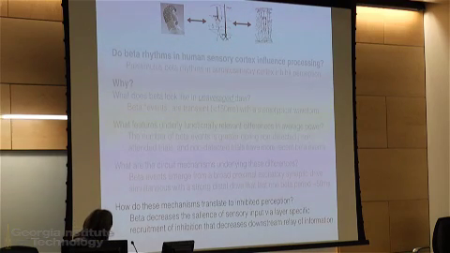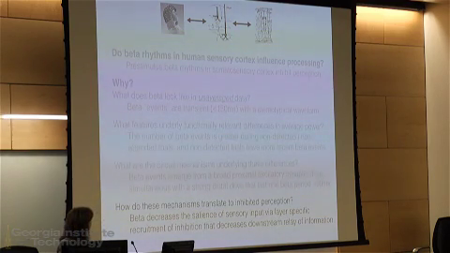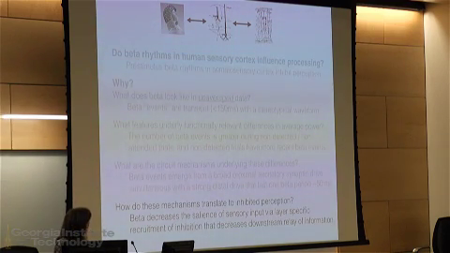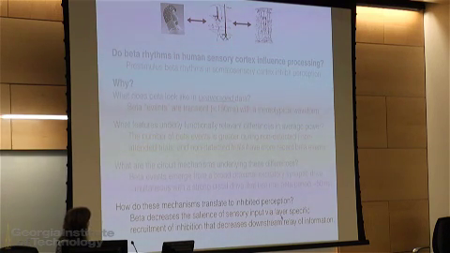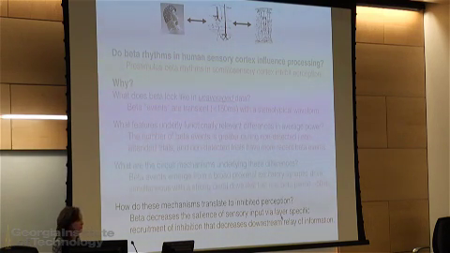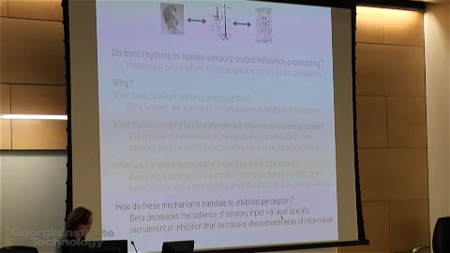So we've answered our final question. How do these beta mechanisms translate to inhibited perception? Beta decreases the salience of sensory input via layer-specific recruitment of inhibition that decreases the downstream relay of information.